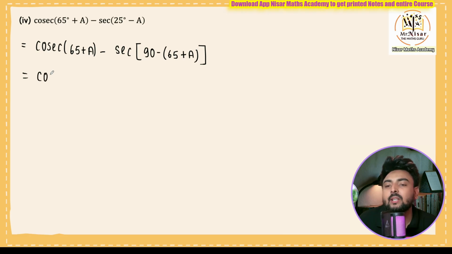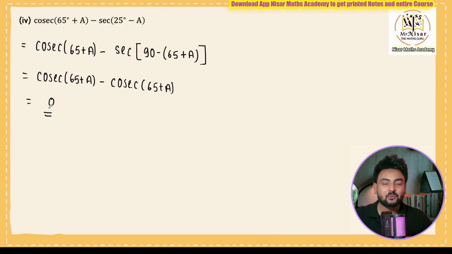So cosec, and that is the basic of 7th, 6th standard. Cosec 65 plus a minus sec 90 minus theta becomes cosec theta. And what is the value of theta here? Yeah, so cosec theta minus cosec theta, the answer is going to become 0. I hope it is quite clear to you all and you are able to understand these questions. Let's go ahead for the next question.